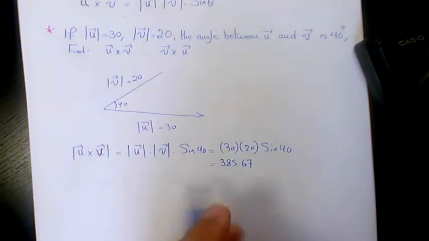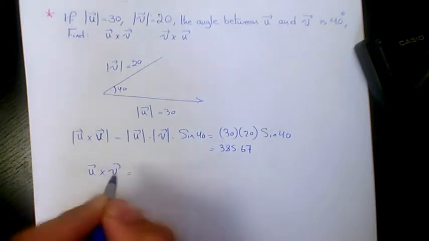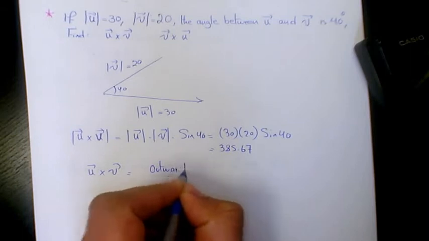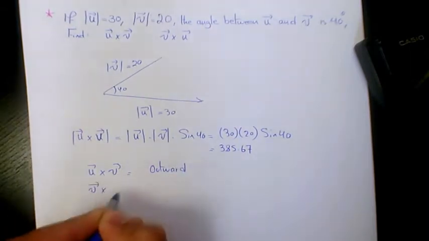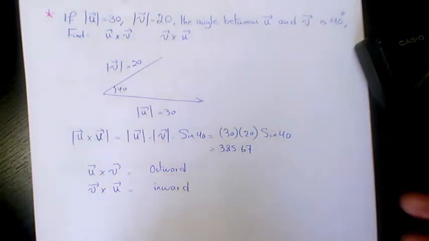This is going to be the magnitude, but if we have u cross v, the magnitude is the same thing, but it's going to come outward. If we do v cross u, it's going to be inward with the same magnitude.